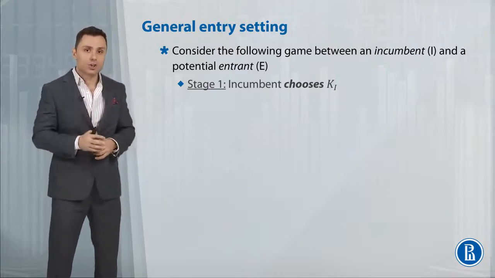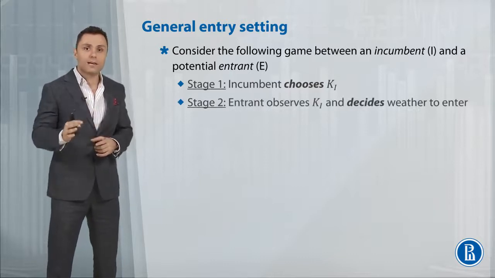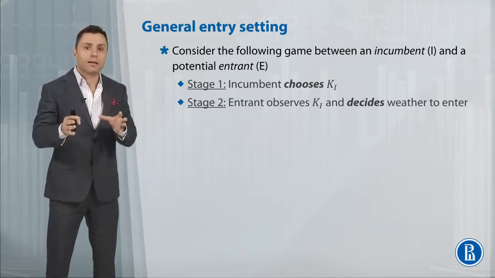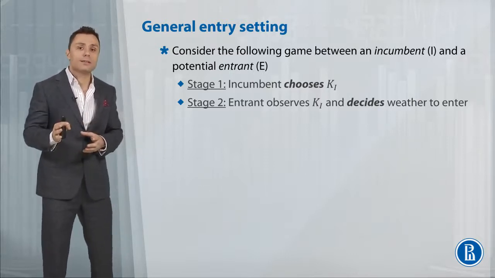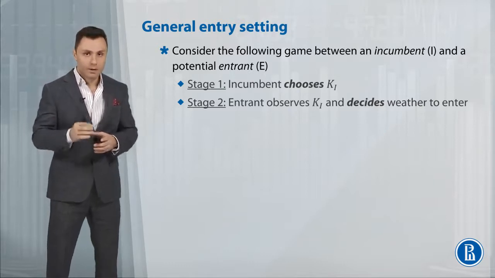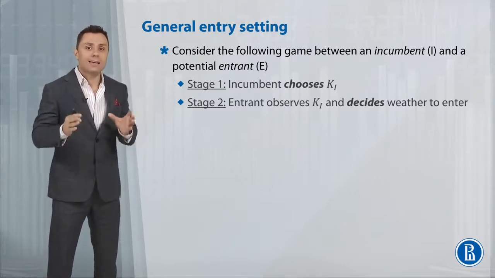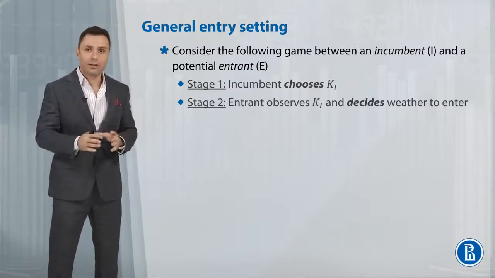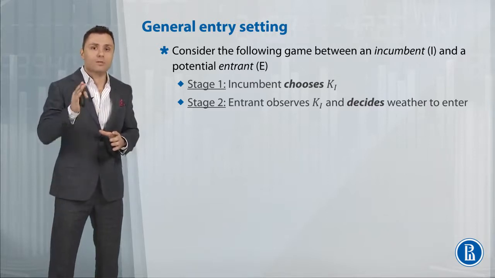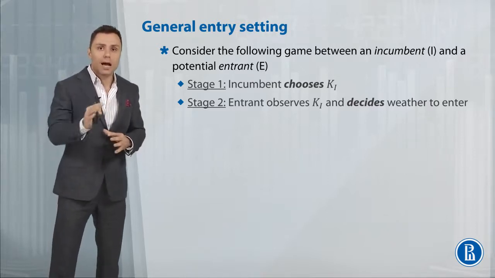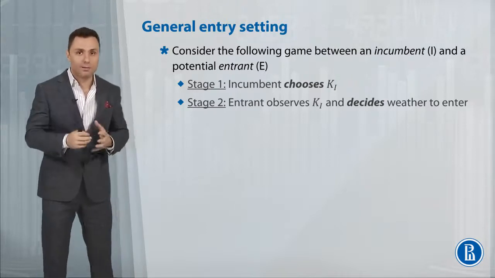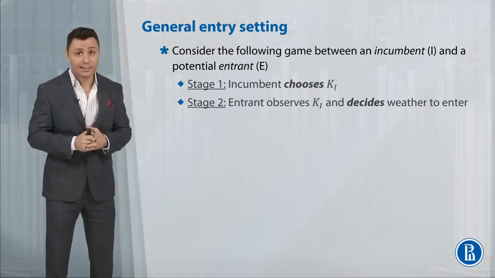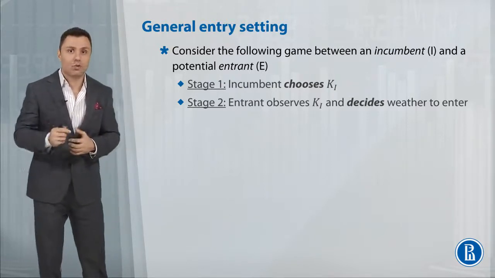In the second stage, the entrant will observe KI, will see how much investment the incumbent has done, and it will decide if it will enter. There's no KE, there's no investment done by the entrant here. We don't need that. We will apply the Occam's razor and we are going to keep this out of the model because it will not make a big difference. You can do it if you want, but it will make the model unnecessarily complicated, and it's already a little bit complicated, as you will see.